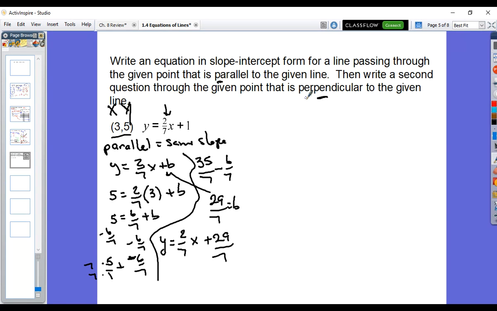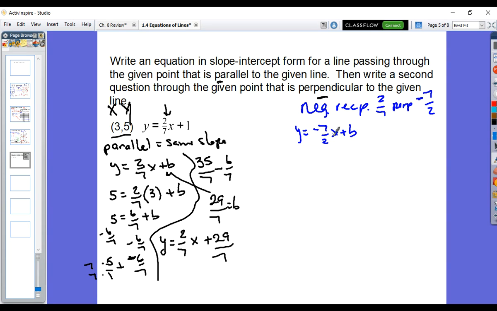Now remember, when we think about perpendicular, we're thinking about negative reciprocals. Negative reciprocals. So we take the slope of what it is right now. It's 2 over 7. So our slope is 2 over 7. And we're going to do a perpendicular to that. So when we do perpendicular, we do negative. So it'll be negative 2 over 7. And the reciprocal of that, giving us a negative 7 over 2. Negative 7 over 2. So that's our new slope. So our equation right now looks like this. Y equals negative 7 over 2x plus b.